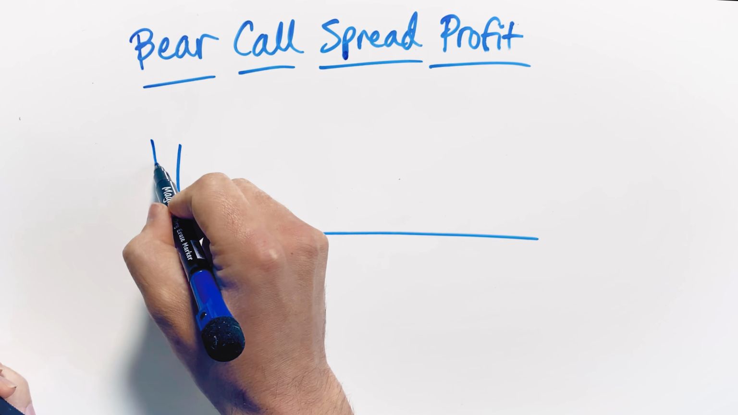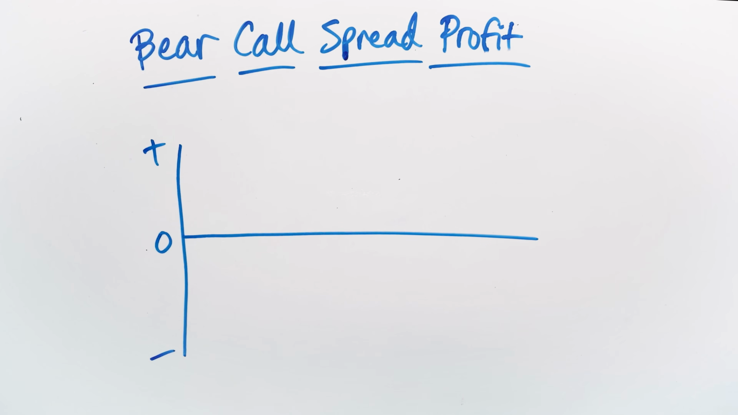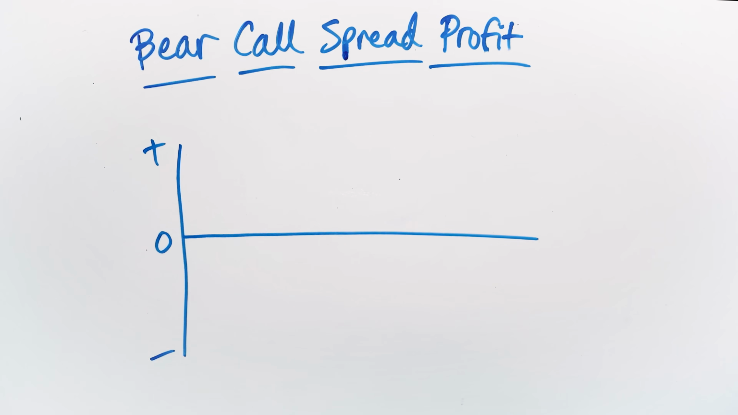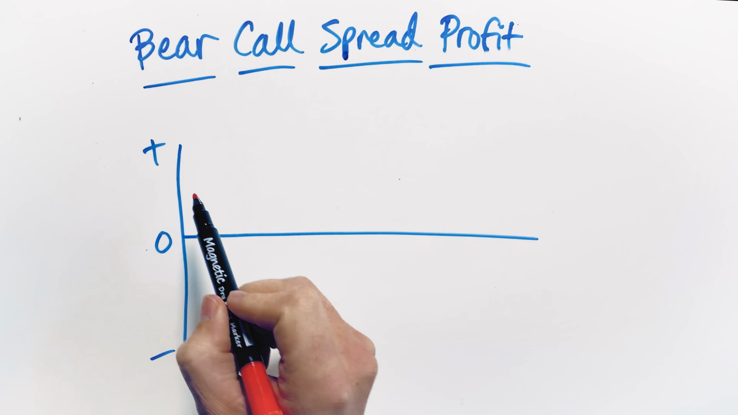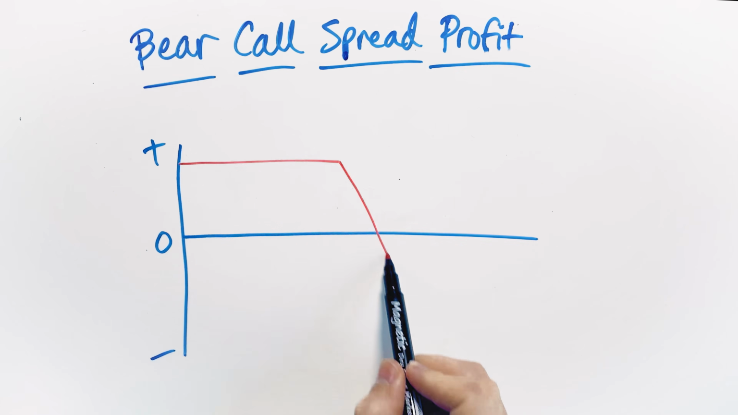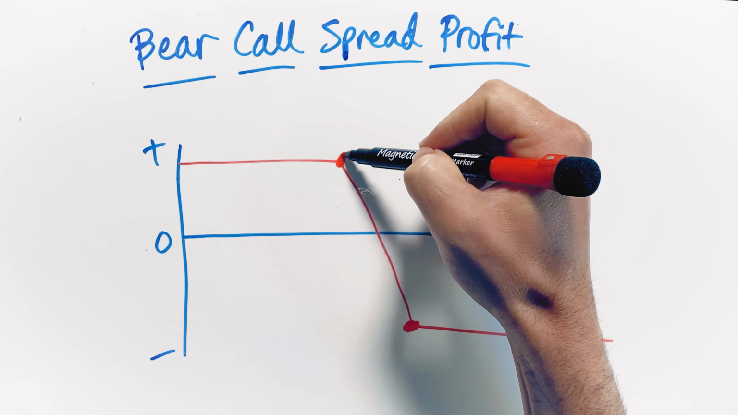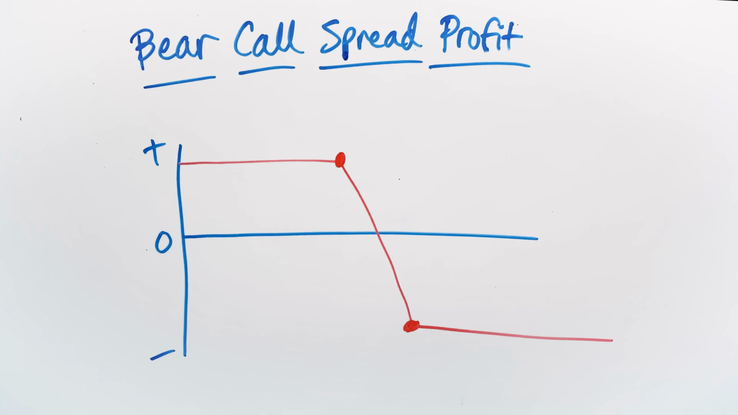We're just going to use this very simple payoff diagram framework as always. This is the zero barrier, and then this is the plus side, which means you're making money, and then of course the negative side, which means that you're losing money. And a bear call spread payoff diagram looks like this. It basically pivots at 2 points. These 2 points are where you buy or sell the individual call option contracts.